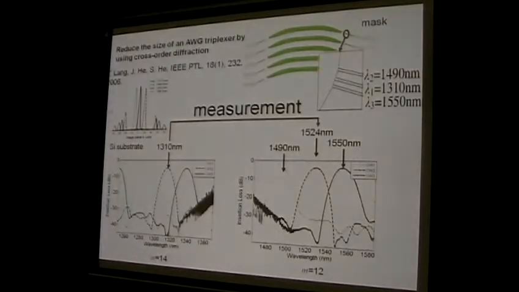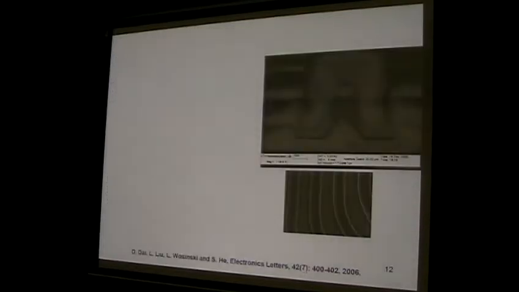Let's see. This is a very big file, it's very slow. Okay. So this AWG, we fabricated it very small. This is actually the smallest AWG device you can find in the literature. It's only 40 microns on each side.